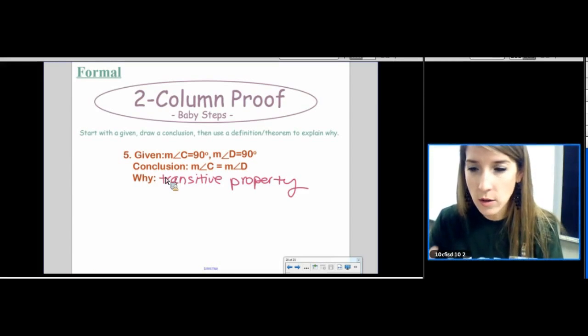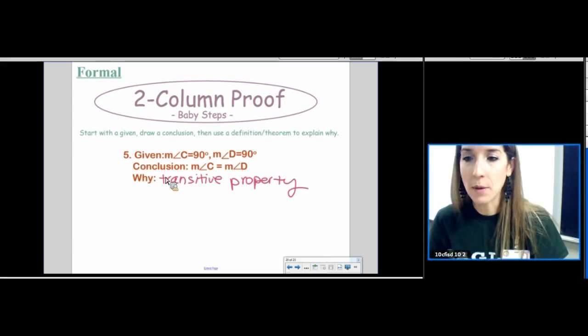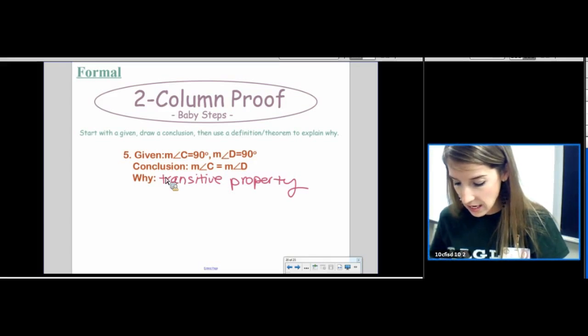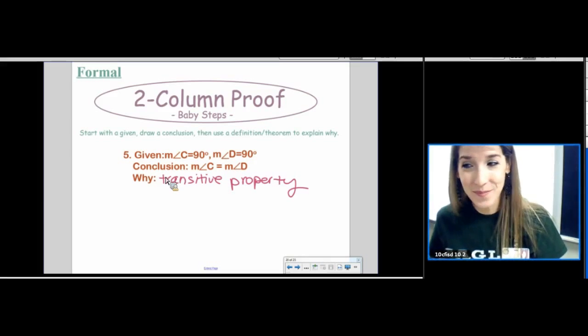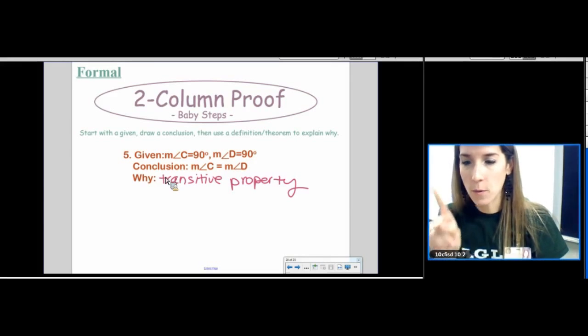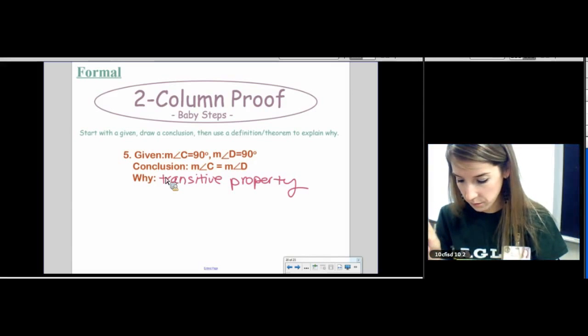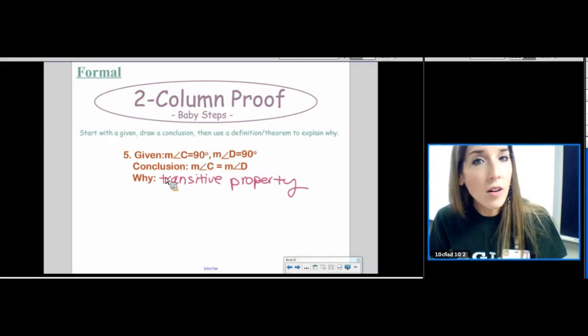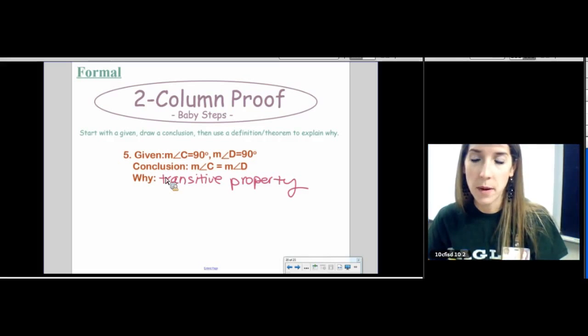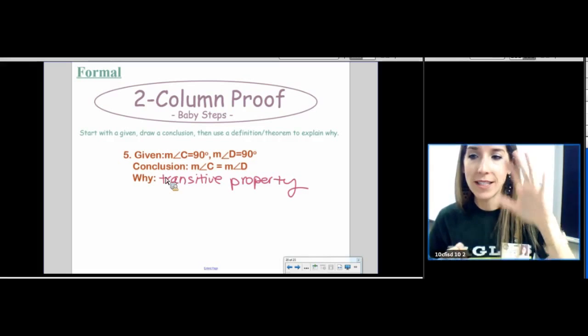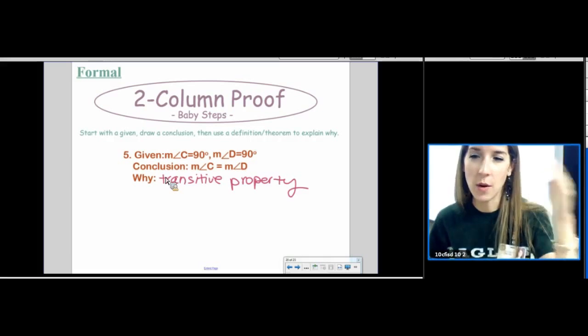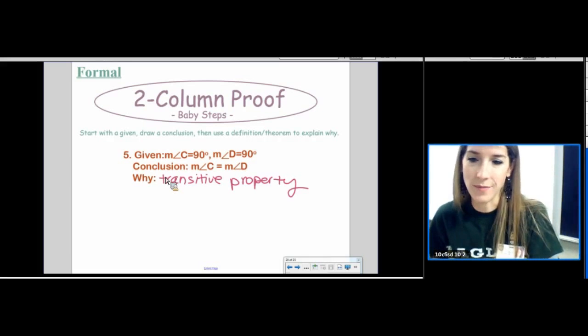Why can't we use the right angle congruence thingy? Because that one doesn't fit the given and the conclusion. Do you see on number 17? That's a great theorem, but it doesn't fit what I have on the board. If the given was angle A and angle B are right angles, then you could use it. But I'm switching from I want C to be equal to D given that they're both 90, and that's the transitive property. Okay?